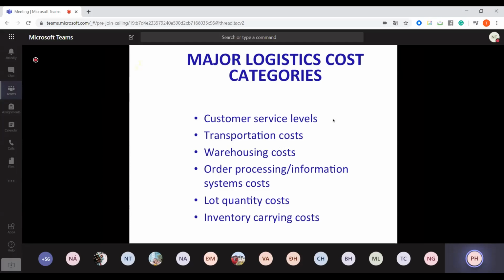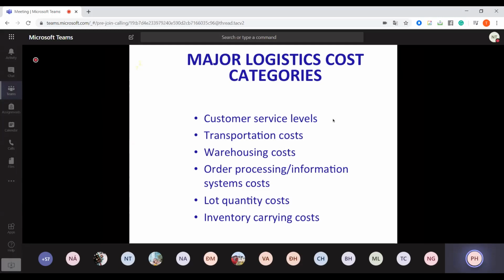Warehousing costs: I have mentioned what a warehouse is in the logistics system, and this is also one of the very important things. Order processing and information system costs. It means when we receive an order from the customers, we need to process the order, so that after that we can deliver the goods to our customers to reach the customer service level. So we need the order processing cost, lot quantity cost. What is a lot quantity cost?